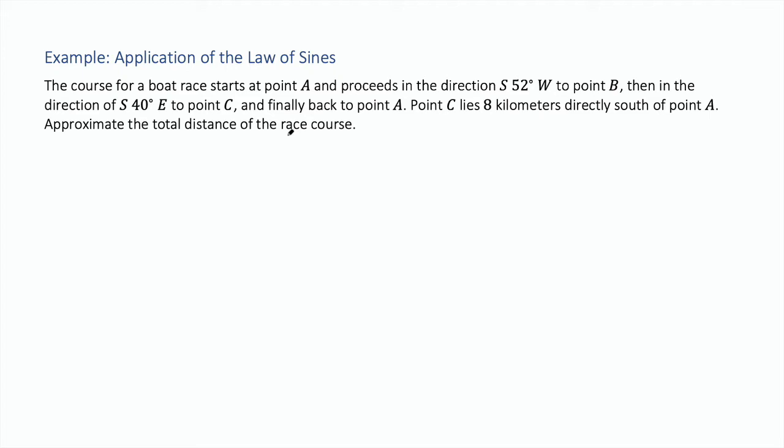There's a lot of stuff going on here, but we're just going to draw a picture. Starts at point A. So here is point A. And it proceeds in the direction south 52 degrees west. So from the south line, it creates a 52 degree angle to the west. So here's a 52 degree west to some point B. Then it goes from the south 40 degrees east. So from there, it creates an angle of 40 degrees, 40 degrees right there towards the east to some point C.